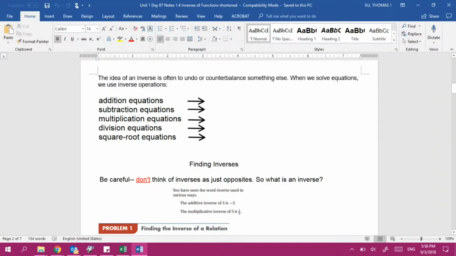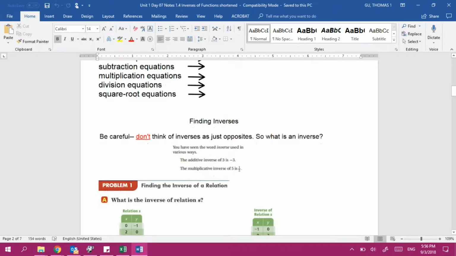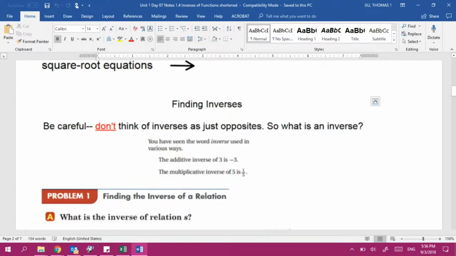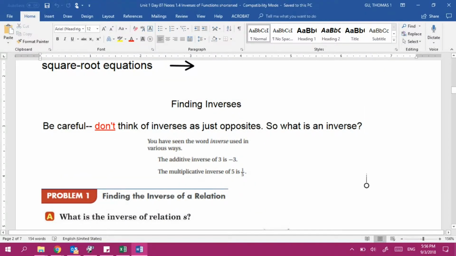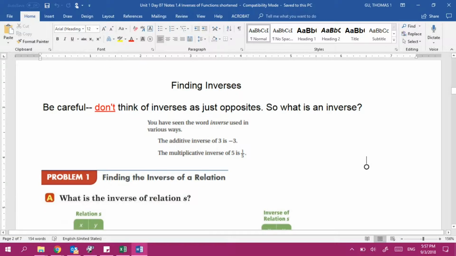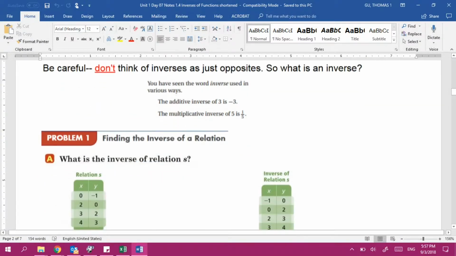All right, but be careful though. When you're finding inverses, it's not just opposites. Look at this. What is an inverse? You've seen the word inverse used in various ways. The additive inverse of 3 is -3. The multiplicative inverse of 5 is 1 over 5. Anyways, let's find the inverse of a relation.